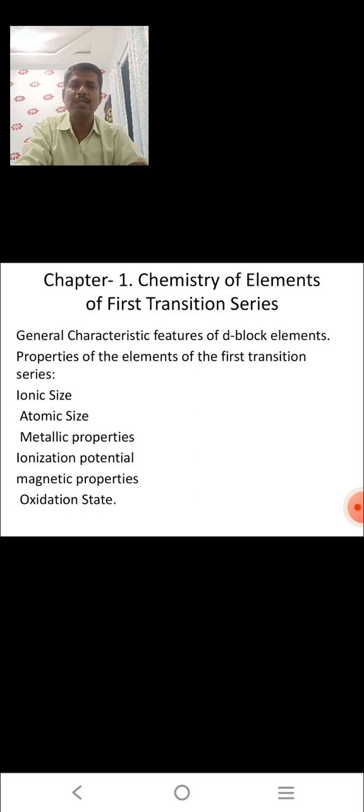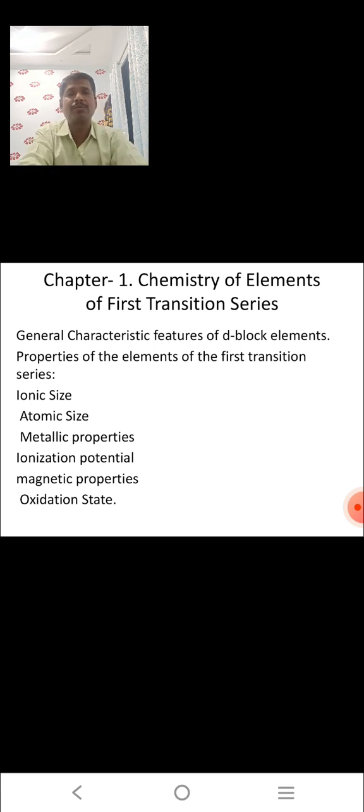Under this heading we will discuss only the first transition series elements of the D block, starting from scandium and ending at zinc. After that, we will discuss the properties of the first transition series elements: first, their ionic size, and second, their atomic size.